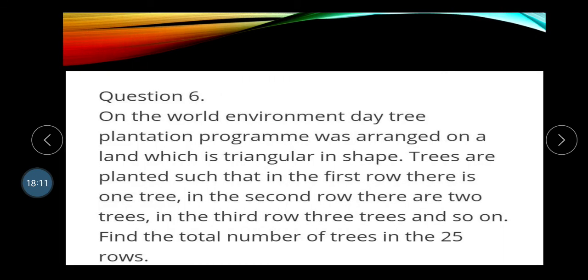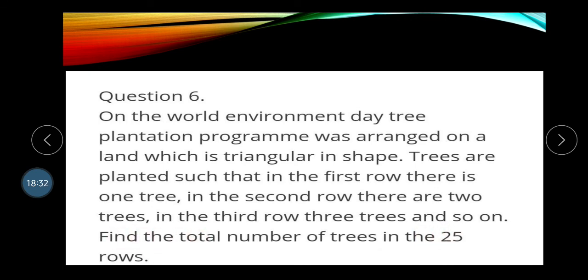Question number 6. On the World Environment Day, a tree plantation program was arranged on land which is triangular in shape. Trees are planted such that in the first row there is one tree, in the second row there are two trees, and in the third row 3 trees, and so on. Find the total number of trees in 25 rows.